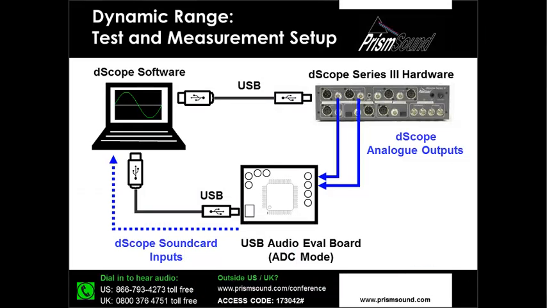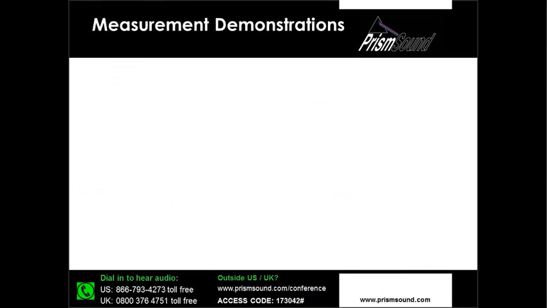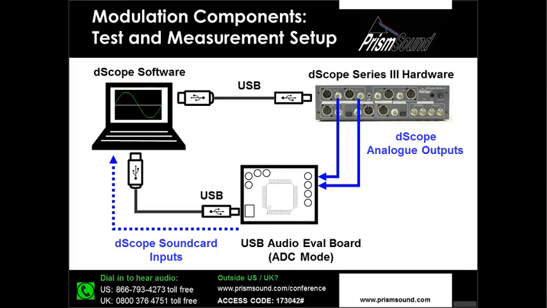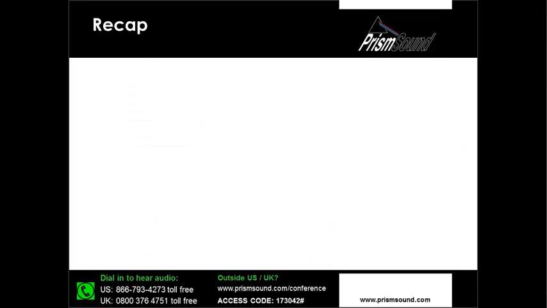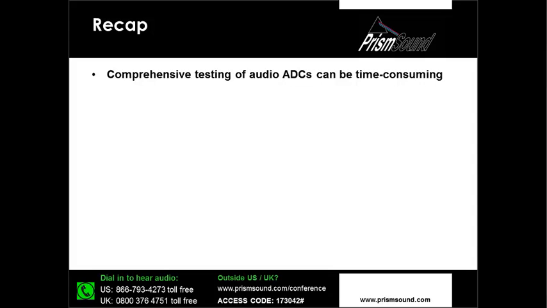For now, what I'd like to do is just take you through a recap of what we have talked about so far. So we've seen that measuring A to D converters can be quite a complex and time-consuming affair, and it does potentially require quite a detailed understanding of the measurement theory in order to come up with meaningful, consistent measurements of your A to D converters.